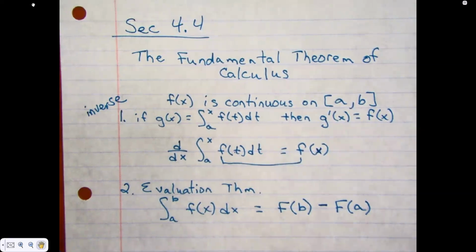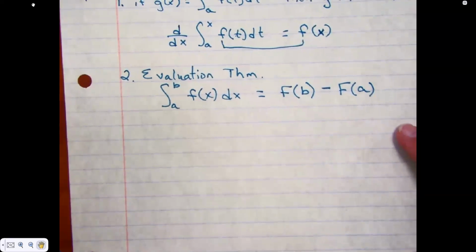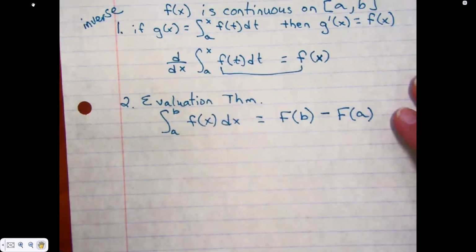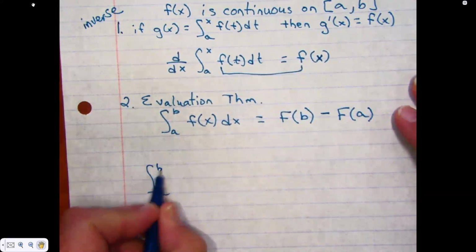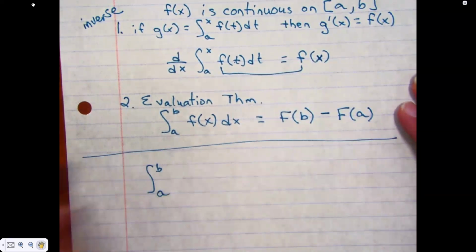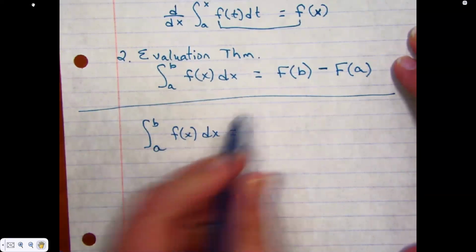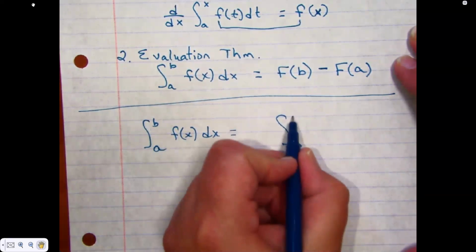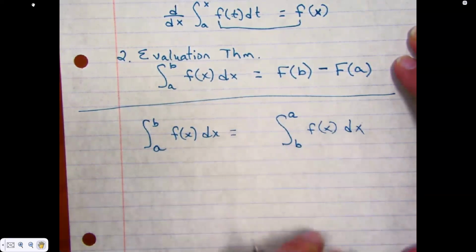Okay, so anything else? Let's also write down this. I think we wrote this down before, and then we'll go back to this. But don't forget, if we have the integral from a to b of something f of x dx, what did we say happened if we wanted to change and put the b down here and the a up here? Does anyone remember?